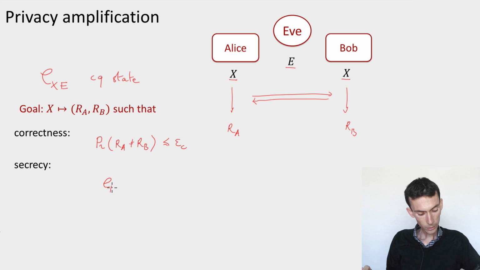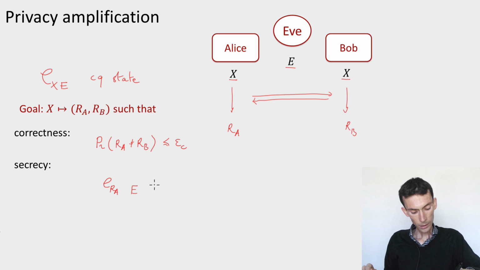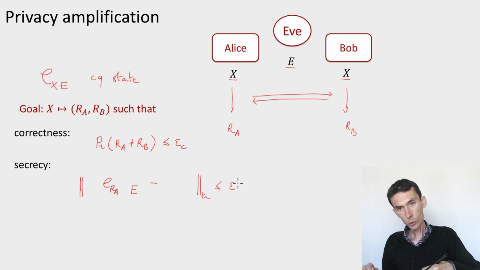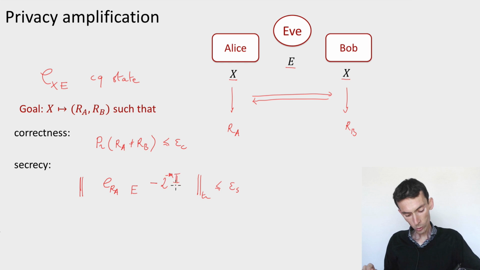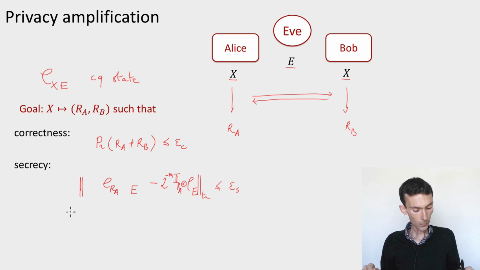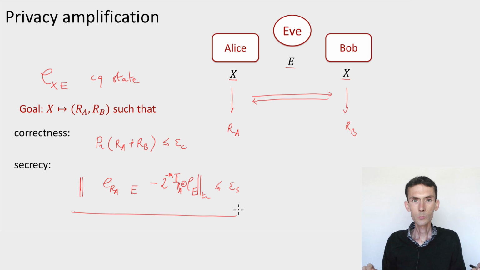the joint state of, let's say, Alice's output, anyways it's the same as Bob's output, and the eavesdropper side information, then this should be indistinguishable using the trace distance measure up to some security error epsilon s from the totally mixed state on Alice's system tensor product with the eavesdropper side information. And that's the secrecy requirement.